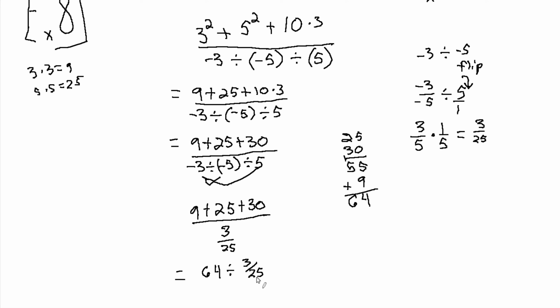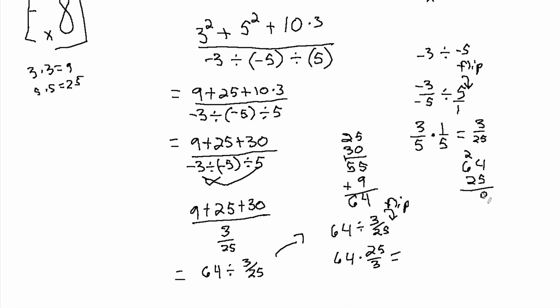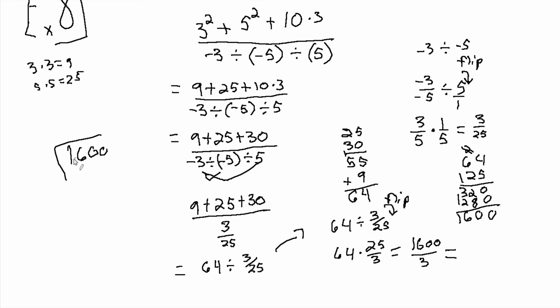Now the same thing applies here. We can flip this right one and do the multiplication. 64 times 25. That'll give you the top portion of the fraction. You get 1600 divided by 3. Now we can go ahead and do 1600 divided by 3. Do it in the square.